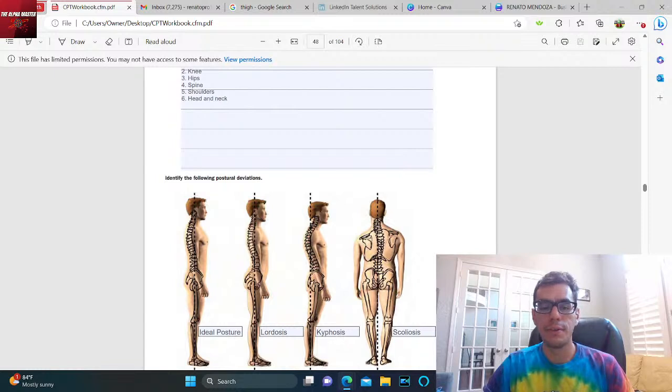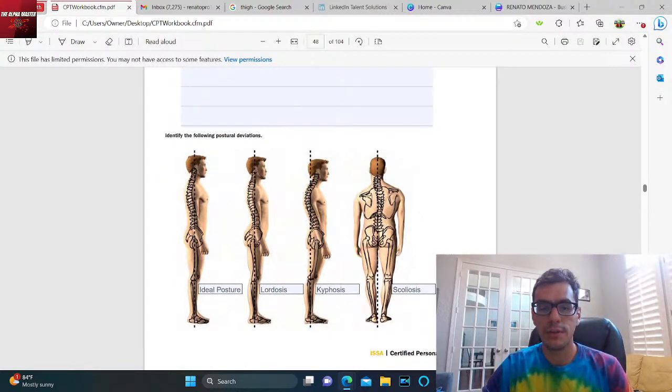So ideal posture, lordosis, kyphosis, and scoliosis.